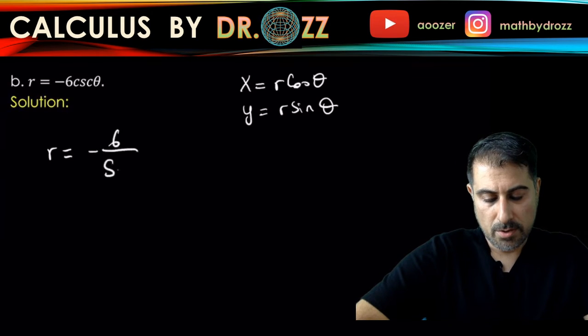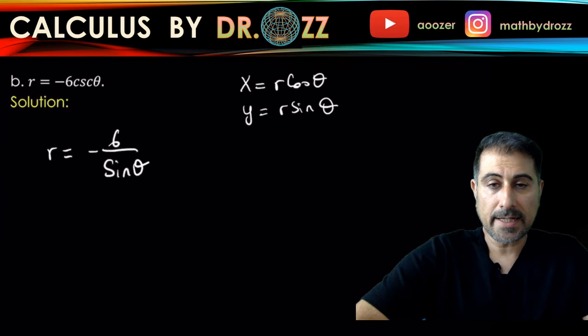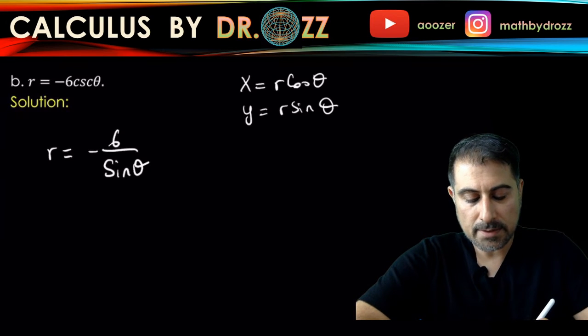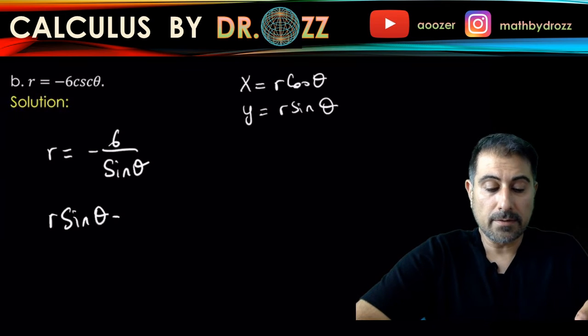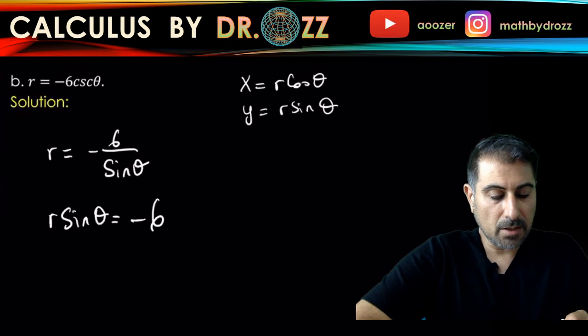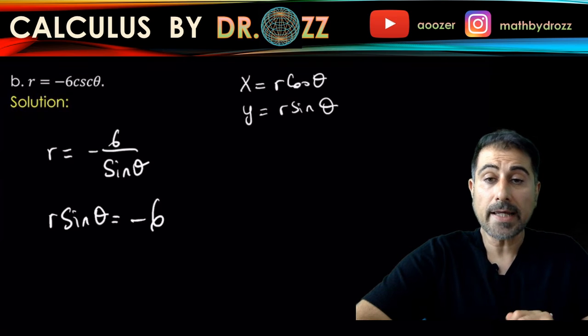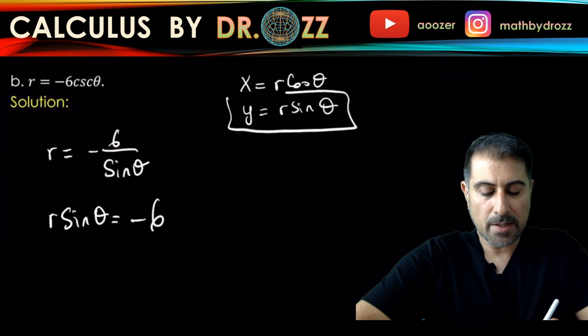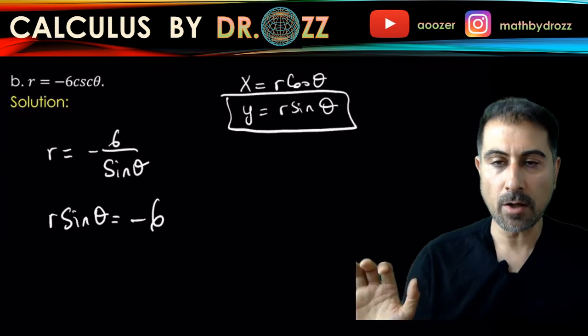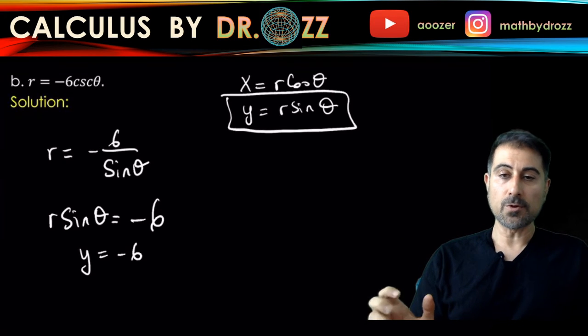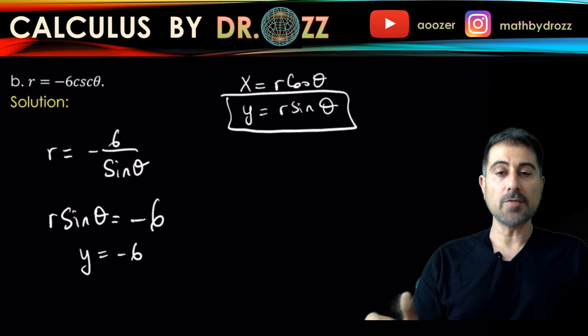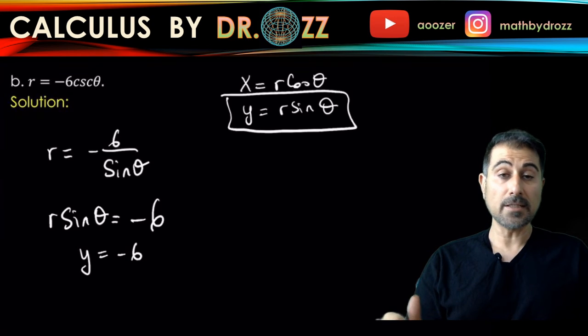All right. So if I multiply both sides by sine, I get r sine theta equals negative 6. And this is our lucky day because r sine theta is what we called y. So this implies that y equals negative 6. So we eliminated r and theta, and there's none of them left in the final form, and we have y equals negative 6, and we know that that defines a horizontal line.